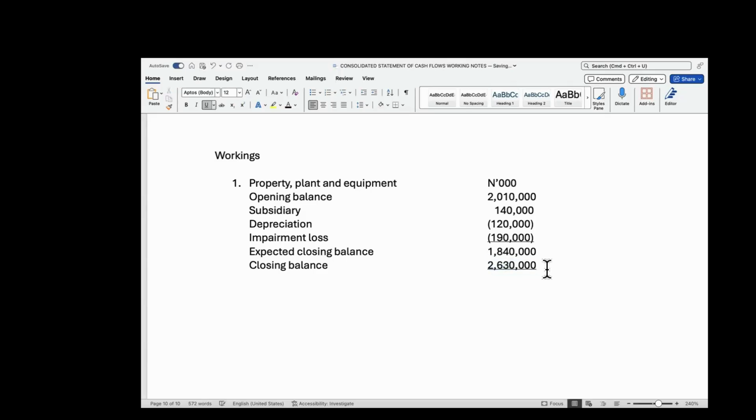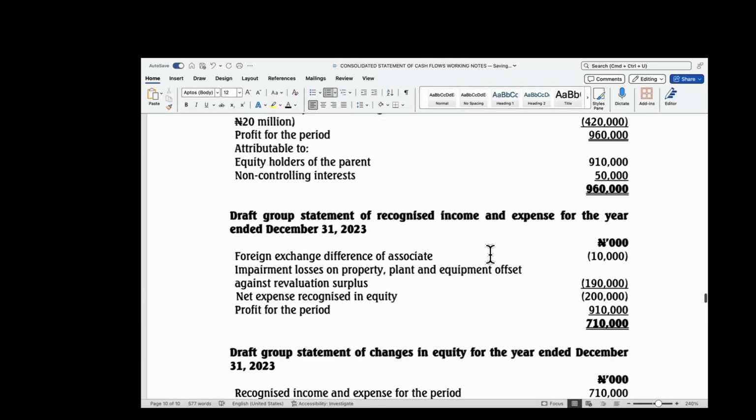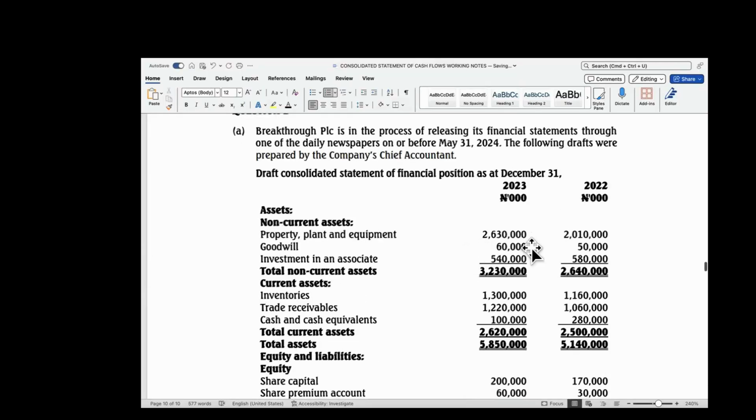2,630,000. So I can see an increase. So acquisition of PP. How much is that? 790. Inflow, outflow, outflow. I'm done with my movements. I move to my second movement. That's goodwill.